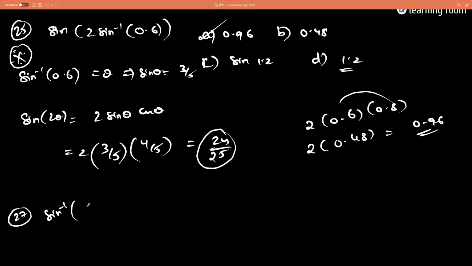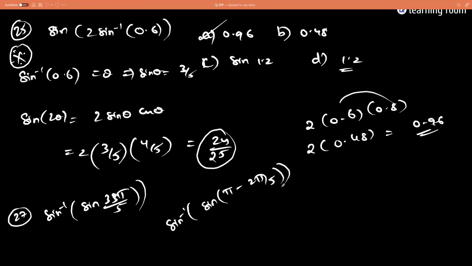Sine inverse of sine of 33 pi by 5. It is similar to that 43 pi by 5. Do it fast. So 2 pi by 5. Sine inverse of sine of pi minus 2 pi by 5. Is that what you got? So pi minus 3 pi by 5. You will get 7 pi minus 2 pi by 5.